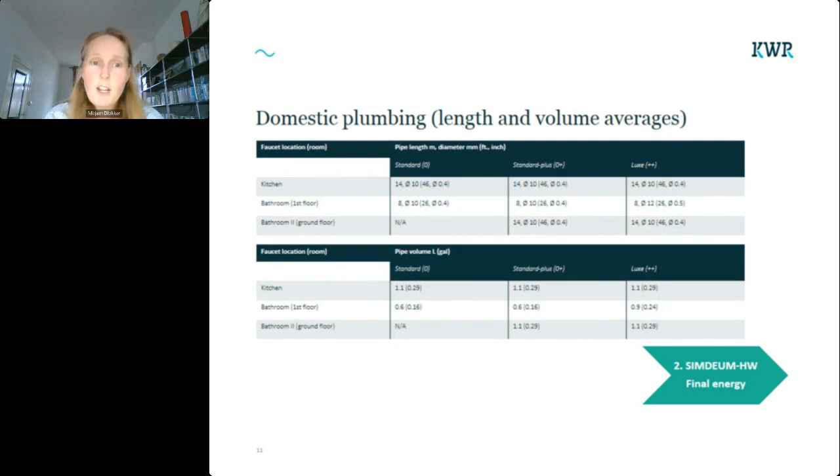Some background information on what the plumbing looks like. We tried our best to put SI units, so in meters and millimeters, but also for you to see some feet and inches, and the bottom table shows volumes in liters and gallons. Basically that more luxury type has a few larger pipe diameters, so also the volume inside the pipes is larger.